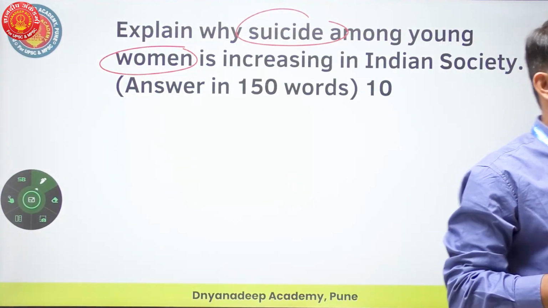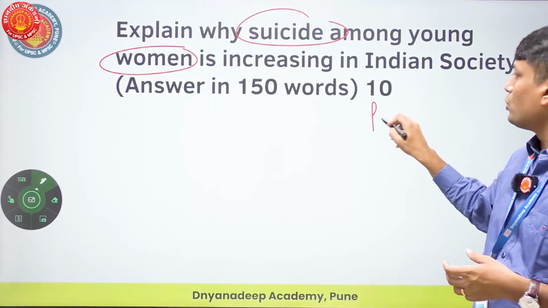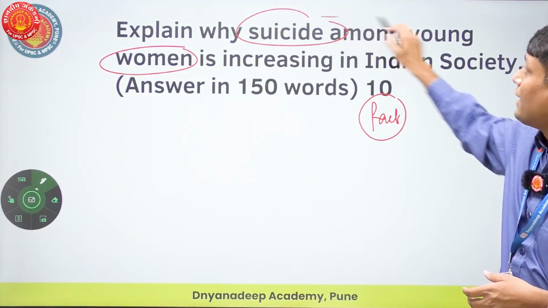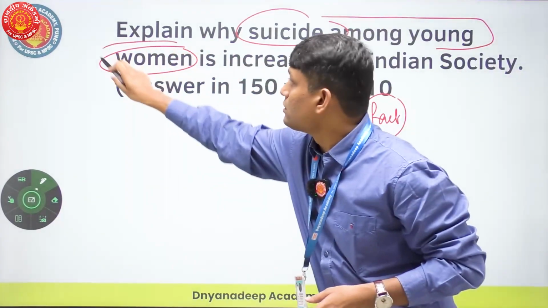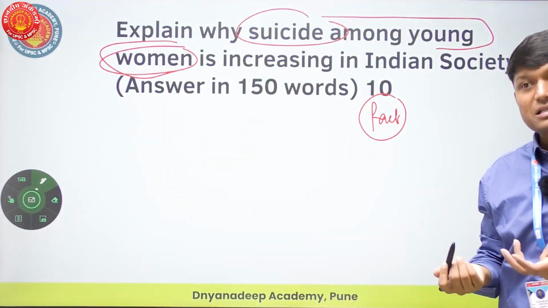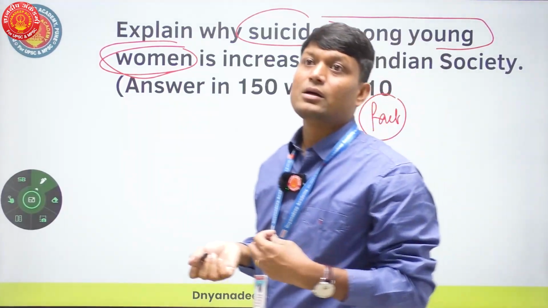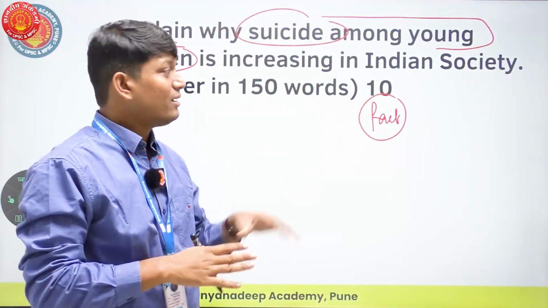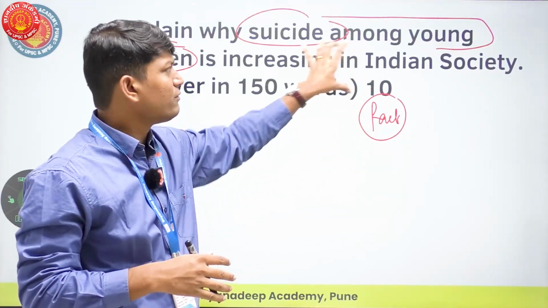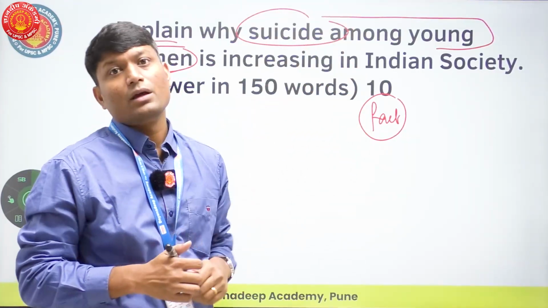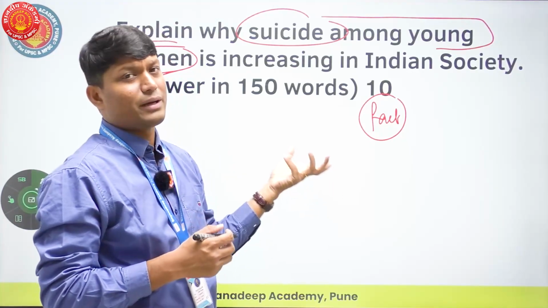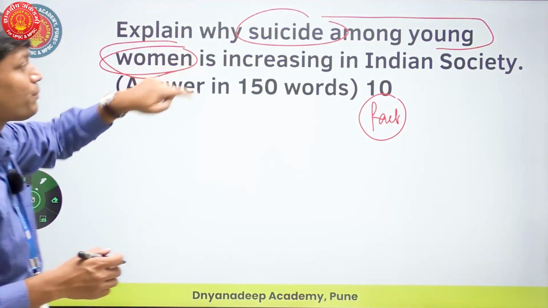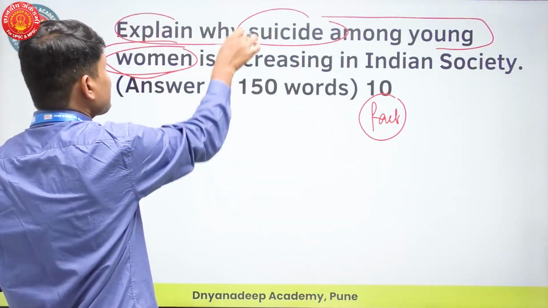What did this particular question demand? This demanded a good hold on facts, because to highlight that suicide among young women is increasing, you need to present some data, typically from NCRB. And in that NCRB suicide data, you will find the proportion of women who are committing suicide as compared to men, and that is how you can establish this first part. And you were supposed to also address why this is happening.